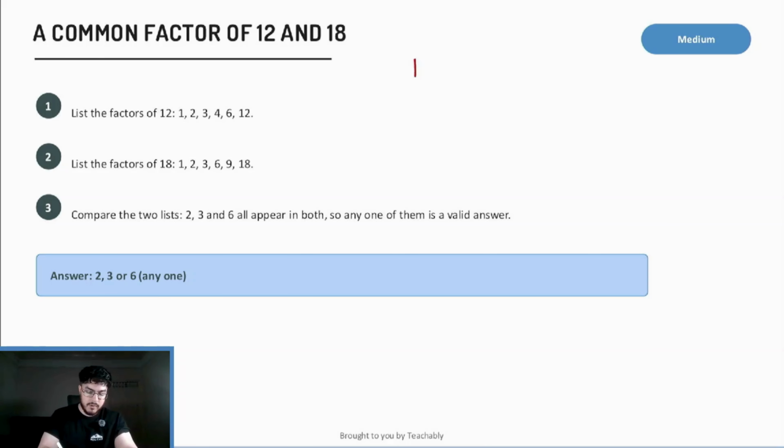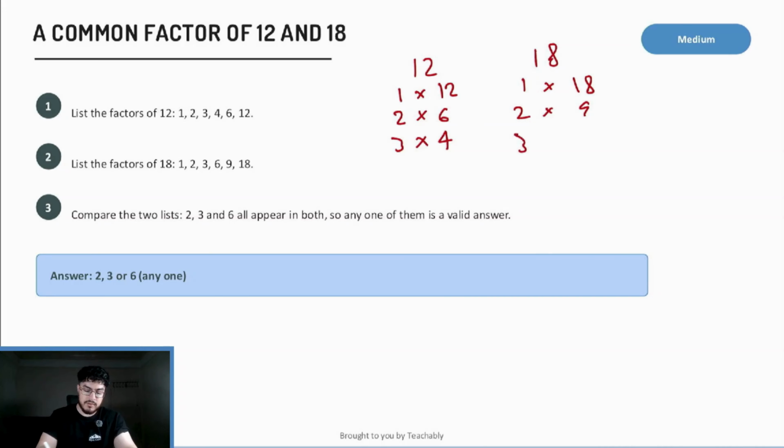So we take 12. We want to break it down into its factors, so 1 times 12, 2 times 6, 3 times 4, and we now know that 1, 2, 3, 4, 6, and 12 are factors of 12. Then we can look at 18, we can say 1 times 18, we can say 2 times 9, and we can also say 3 times 6. So now we know that 1, 2, 3, 6, 9, and 18 are factors of 18.